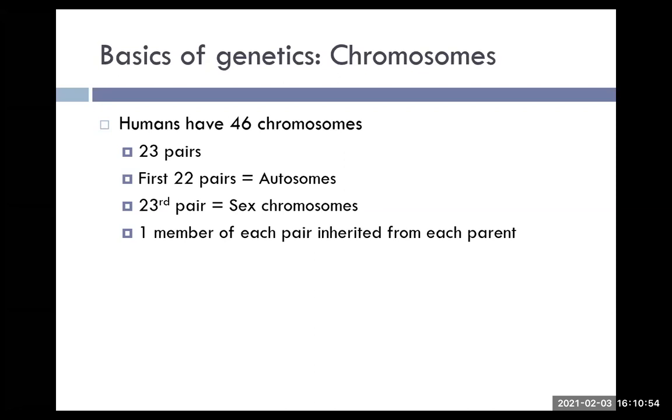As I stated, humans have 46 chromosomes in 23 pairs. The first 22 pairs are referred to as the autosomes, while the 23rd pair contains the sex chromosomes. One member of each pair is inherited from each parent.